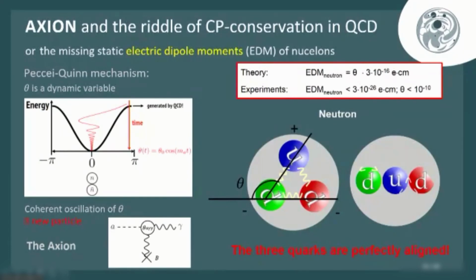When you do such a thing, you have coherent oscillations of an angle. They generate new particles, and this is how the axion is generated by the oscillation of a field. So the axion comes out of this issue. Don't worry if you don't get the sense of it. It's just a theory. My task as an experimentalist is to prove if the theory is valid or wrong.